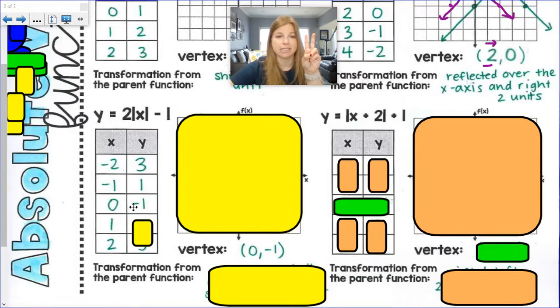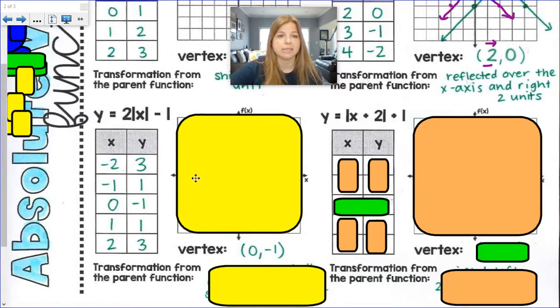I already have my vertex in. Let's jump here. Again, we should know what these values are really going to be, but let's just do the math anyways, just to prove it. If I plug in a positive 1, absolute value of 1 is 1. Times 2 is 2. Minus 1 is back to 1. Last one, let's plug in a positive 2. Absolute value of 2 is 2. Times 2 is 4. Minus 1 is 3.